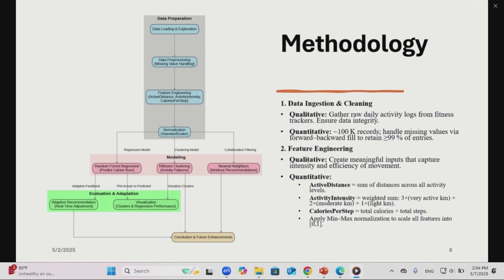As you can see, this is the flowchart of our basic study that we have done for research. In this flowchart, you can see the data ingestion and cleaning. We collected 100K records of activity logs from fitness trackers and handled missing values with forward-backward fill, retaining over 99% of records. In step 2, feature engineering, we computed active distance, active intensity, weighted kilometer, and calories per step. Then we applied min-max normalization to scale features to 0 and 1. Now moving on to the next slide.